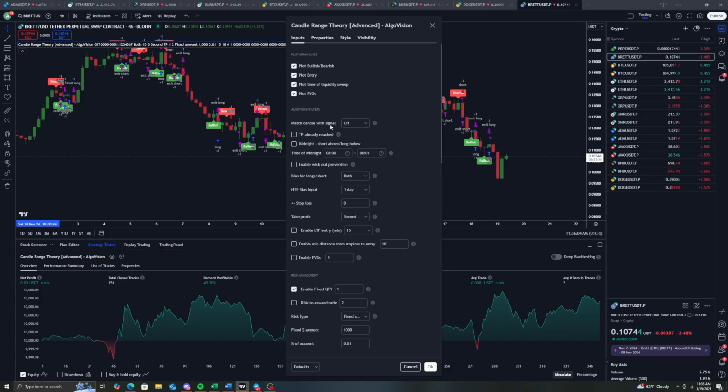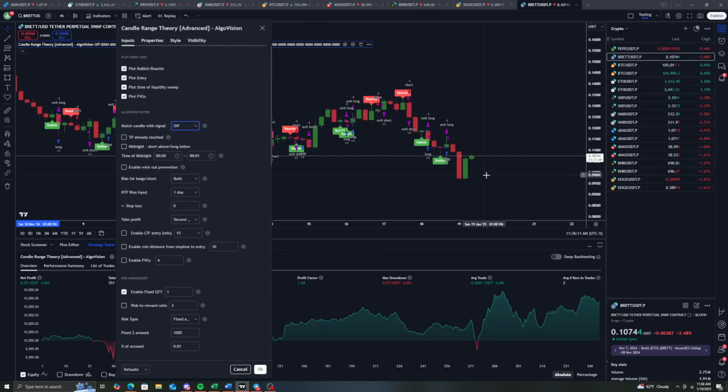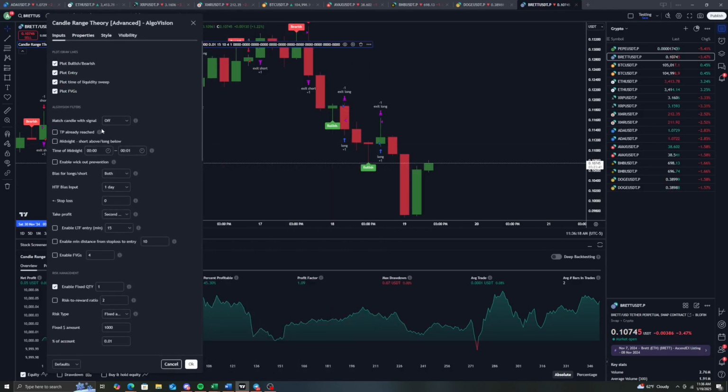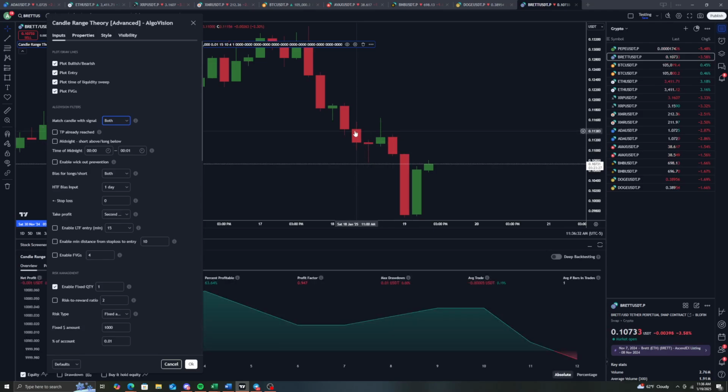The match candle with signal setting is going to verify that the candlestick lines up with whatever signal you're getting. For example, here there's a bullish signal. If match candle with signal is off, it's just calling the trade no matter what candlesticks you have. However, if you turn both on, then for a bullish signal, candle 1 and candle 2 need to both be bullish for the signal to occur.